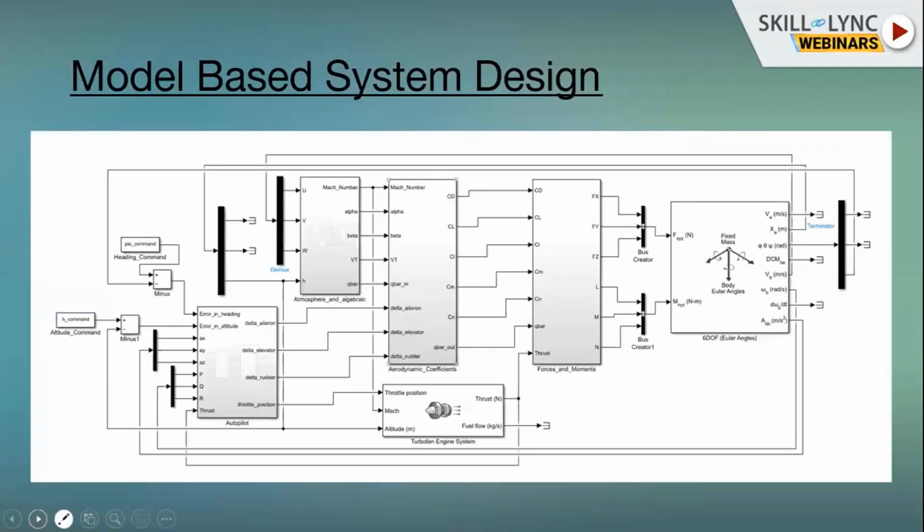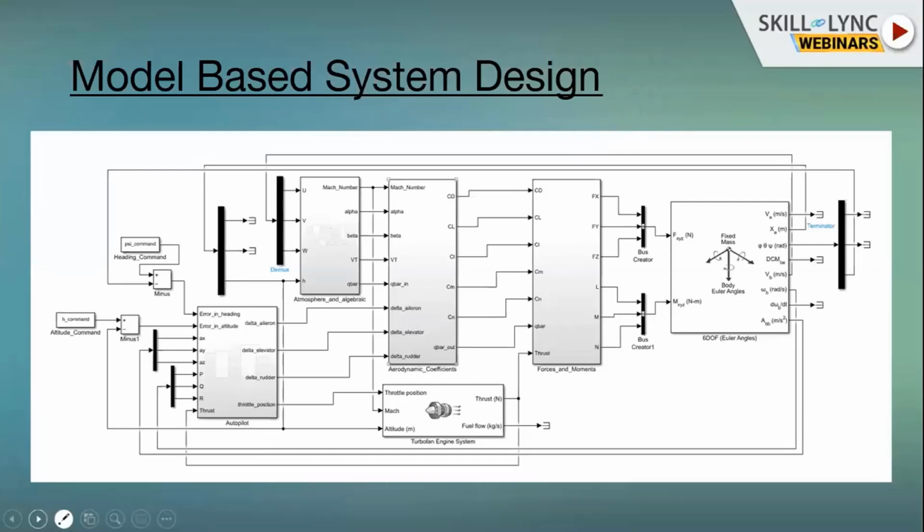So time-wise, I think I need to speed up. So model-based system design, how all these aspects can be covered in Matlab Simulink. One could have a very top level. This is a Simulink model that I have built just for the purpose of the webinar. Most of them are skeletal, except for the 6DOF model to the right that has some meat in it.